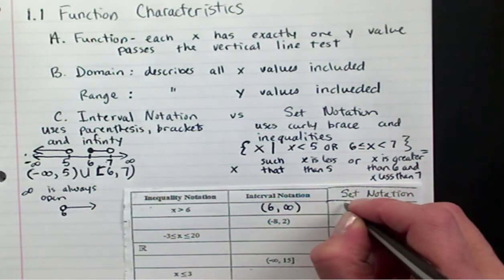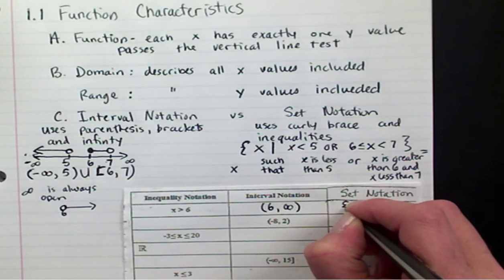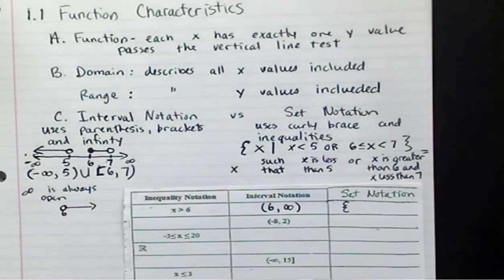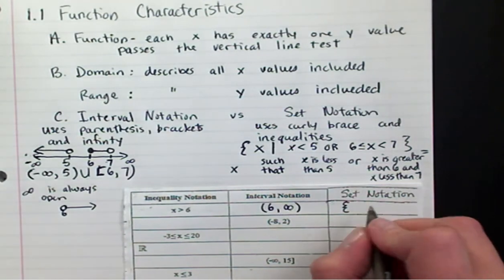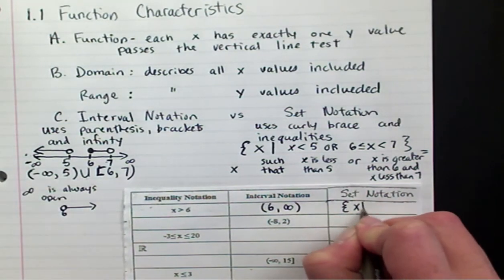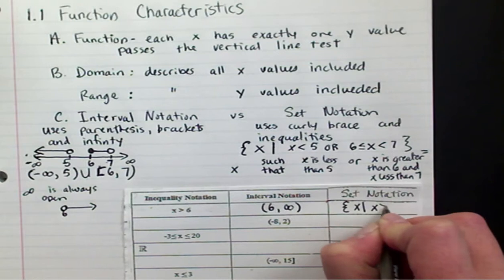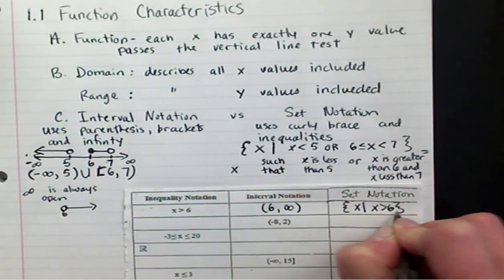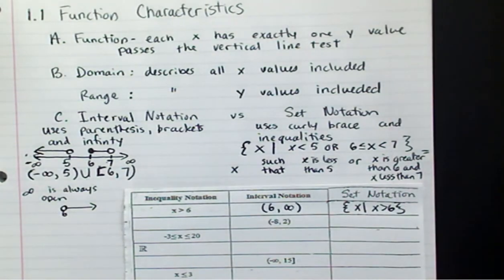Set. 2 C's and a triangle in the middle. X bar, x greater than 6. It's almost like copying that inequality column for the set. You just add the curly braces to it. Okay.